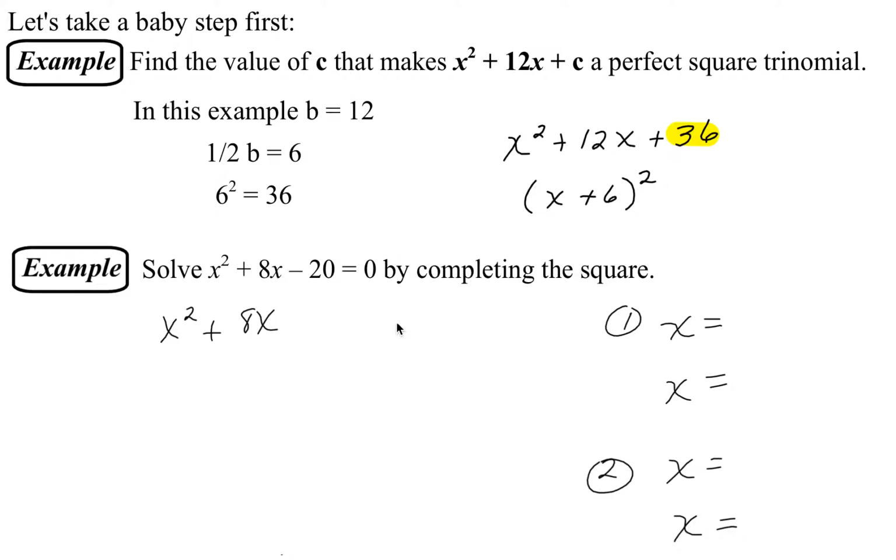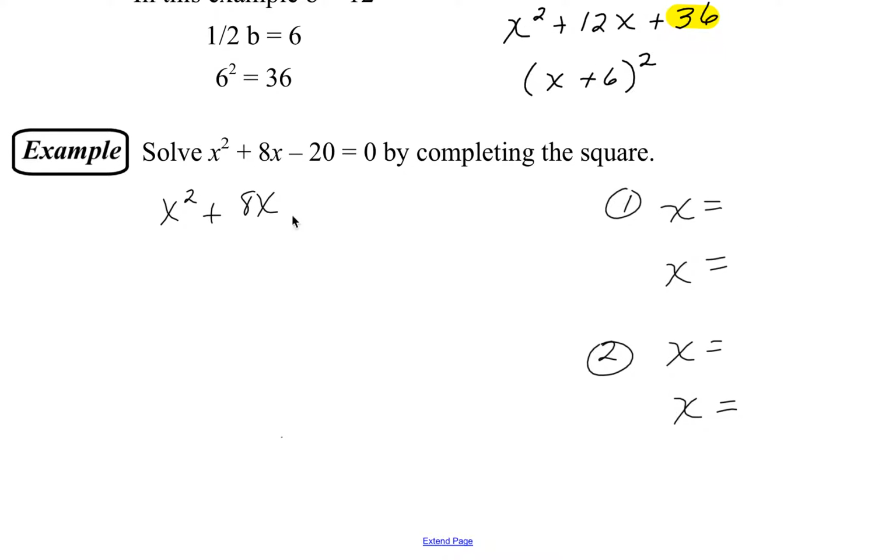So here's one where we're going to go all the way through and actually complete the square and solve it. So first of all, we're going to move the 20 to the right, or add 20 to both sides. So we're going to get x squared plus 8x is equal to 20.